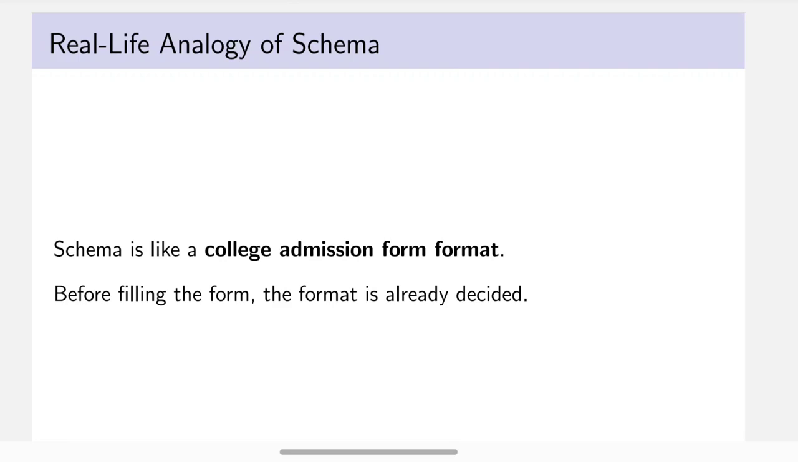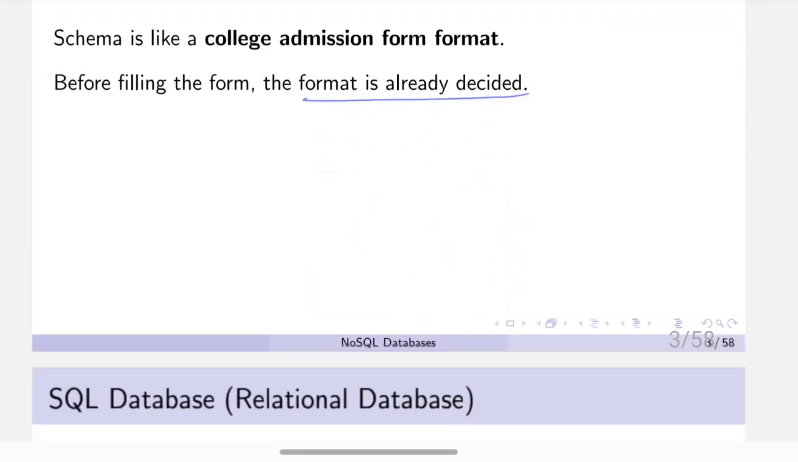Whereas in SQL the schema is fixed, so everyone fills the same kind of form with the same fields like name, age, course. That's how exactly a schema works. The format is already decided. If they want to add email, they need to change the whole form. It is not just for one student; they need to change it for all.